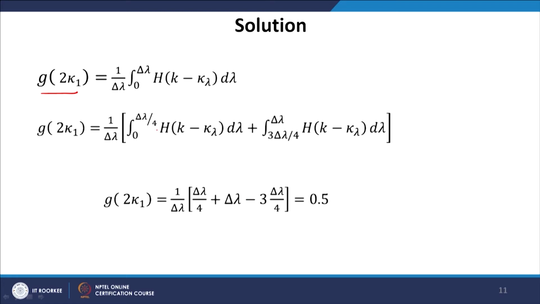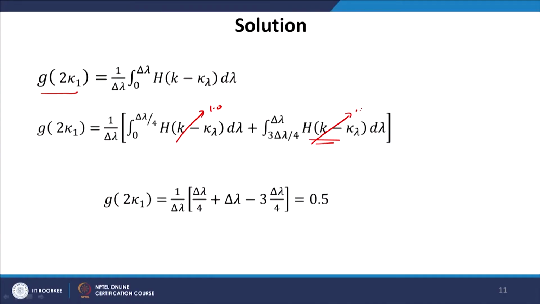So, the integral is from 0 to delta lambda by 4 of h of k minus kappa lambda, d lambda, plus, similarly, from 3 delta lambda by 4 to delta lambda, the second part of the spectrum, d lambda. Now, under this range h is always equal to 1. For all the values of kappa lambda less than or equal to k, the Heaviside function is equal to 1. So, you can just substitute it as 1 and easily integrate this function. This integral comes out to be 1 upon delta lambda times delta lambda by 4 plus delta lambda minus 3 delta lambda by 4, which is equal to 0.5.